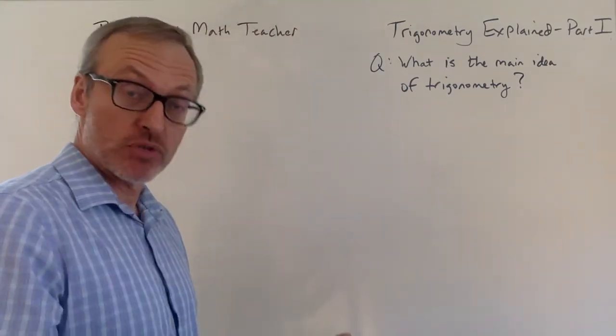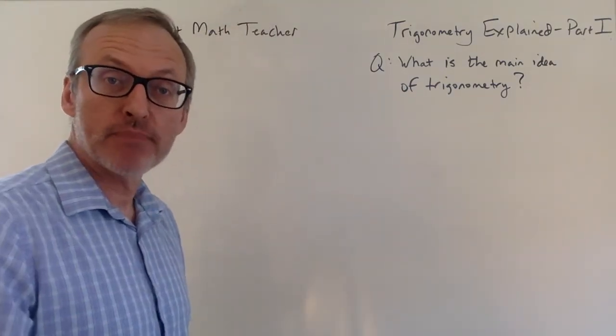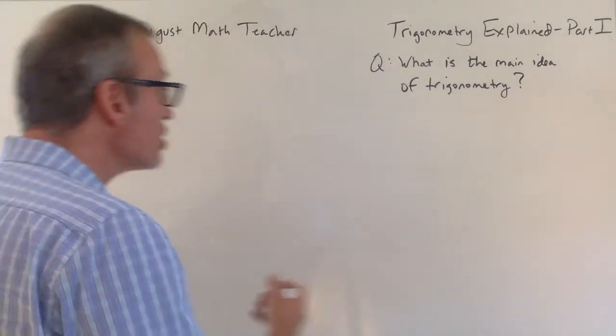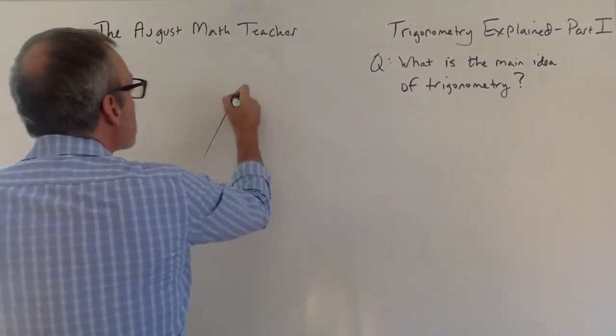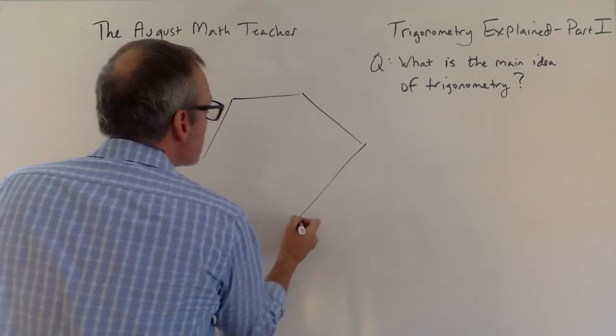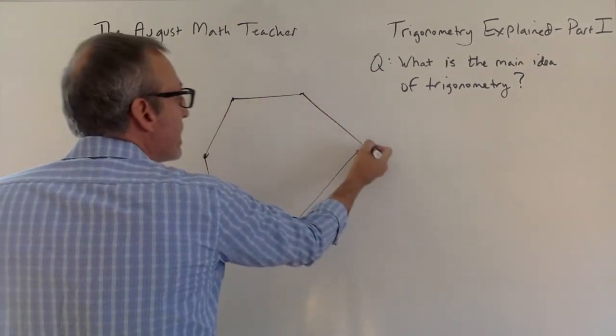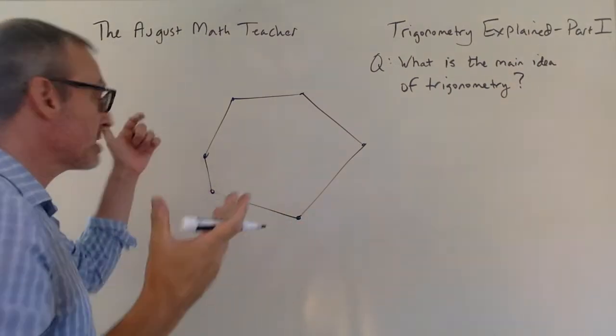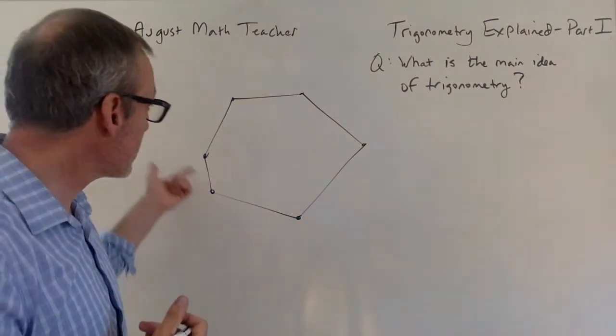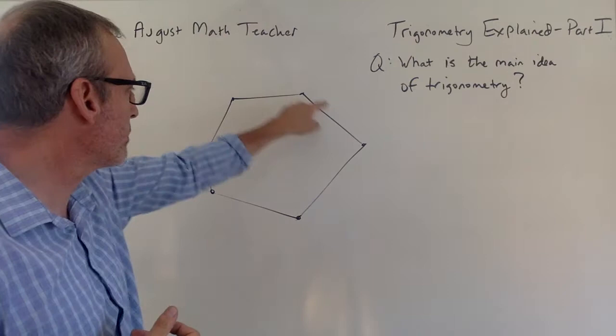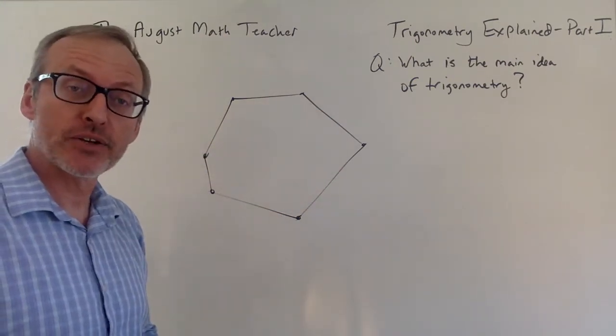Trigonometry is about geometry. It's about measuring geometric objects. And so I'm going to start by just having you think about some geometric object that I'm going to make here. It's a polygon. I've made a six-sided polygon, I believe. 1, 2, 3, 4, 5, 6 sides, and it's got 6 angles.